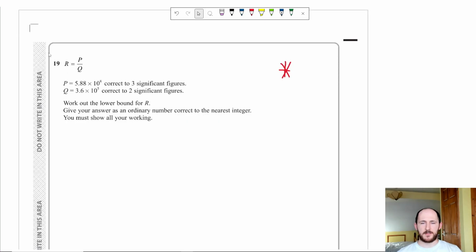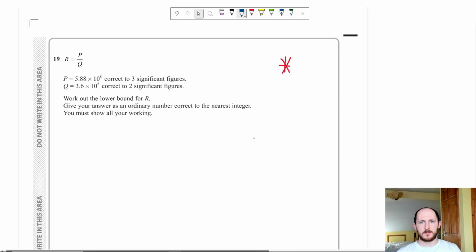So this is the third to last question on this paper. Again, I don't think this is too crazy, but bounds is a grade 7 or 8 topic, so there's some people in here that might not know exactly what to do. So here it gives us P correct to 3SF, Q correct to 2SF, work out the lower bound for R. Now here's something I want to make 100% clear. Just writing the bounds, or at least one correct bound, gets you one of the 3 marks straight away.